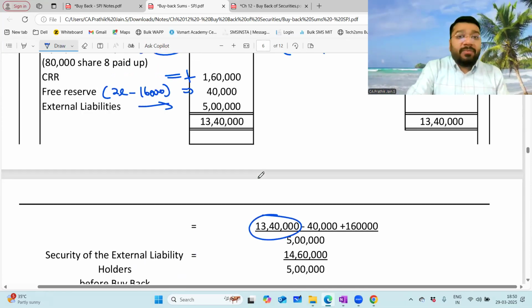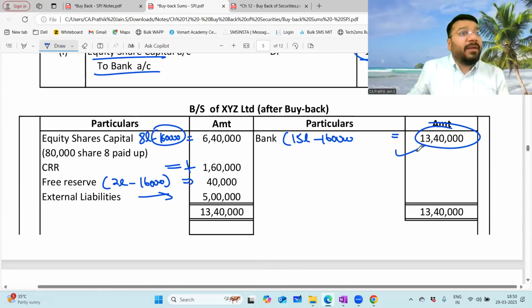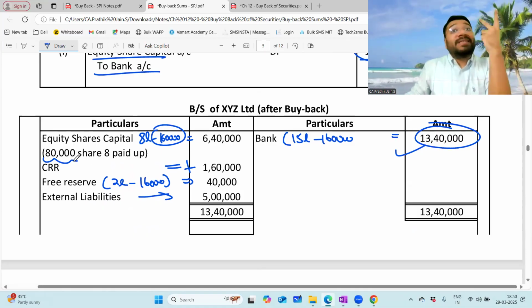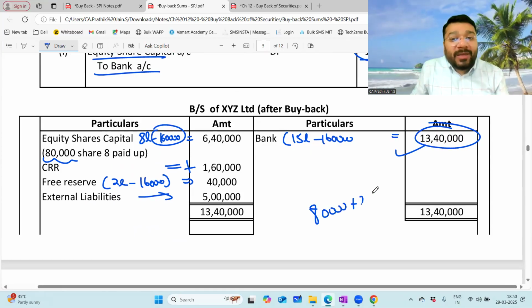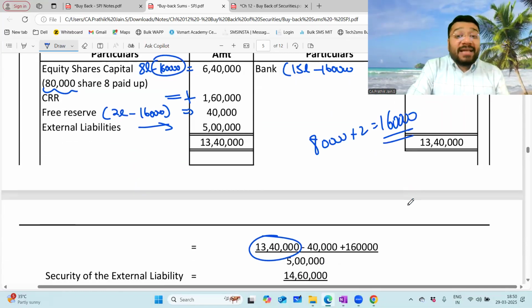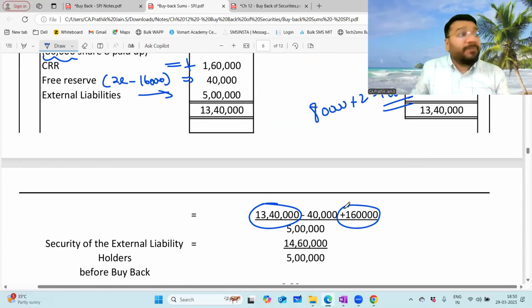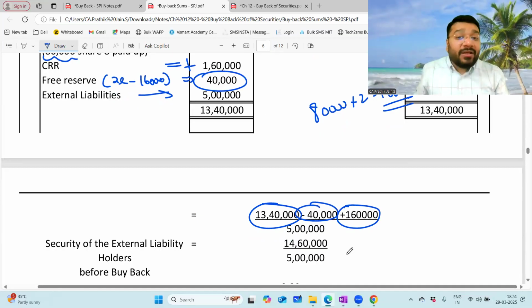13,40,000 money available. Now on the 80,000 shares, the 2 rupees is expected in future, no? So on 80,000 shares, the 2 rupees will be called up. So how much future money are you expecting towards capital? 1,60,000 rupees plus 160. And how much is free reserve? 40. So minus 40. So how much is the external liability holder security margin? 14,60,000 out of 5 lakh.